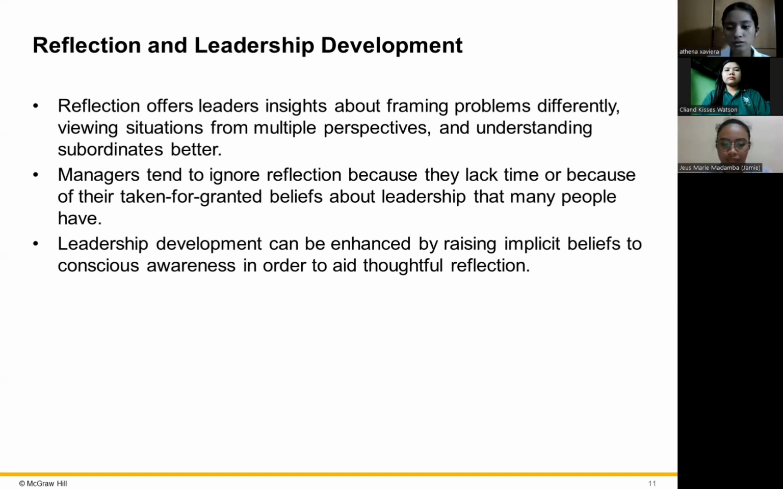It will take a lot of time to fully adapt these skills, but always remember that those leaders who can reflect on their own experiences can learn and grow as better individuals and professionals. Some leaders or managers tend to ignore reflection just because they believe it would be a waste of time, just like what other people believe. By raising implicit beliefs, leadership development can be enhanced to unconscious awareness.